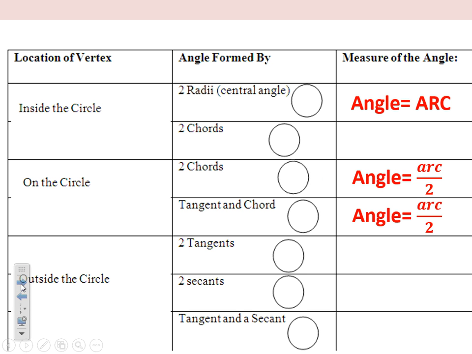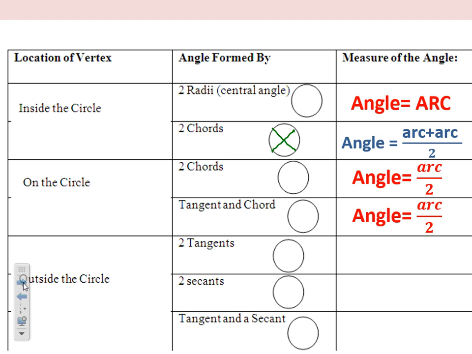All right. Now, ladies and gentlemen, all that went in our notes. Now we're going to need our chart back out, and we're going to fill some of this in. We're going to work from top down. So if I have two chords inside, here I have two chords that intersect. That is going to look like this. The angle is going to equal arc plus arc divided by 2.